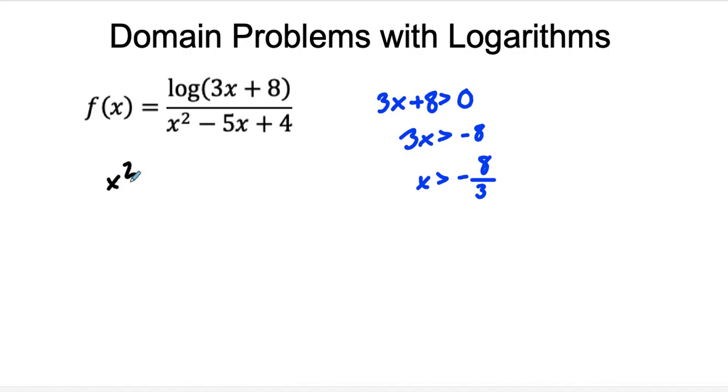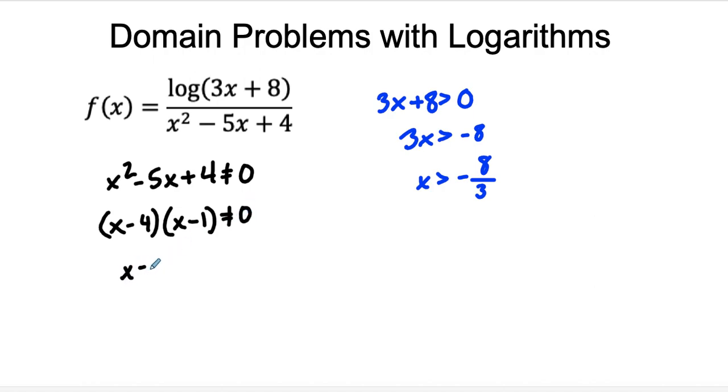And then we also know that you can't have a 0 in the denominator, because that's going to create a vertical asymptote. So we're going to say this cannot be equal to 0. And then we're just going to solve this quadratic, and we're going to get two solutions here. So what does that mean? Well, x cannot be equal to 4, and x cannot be equal to 1.